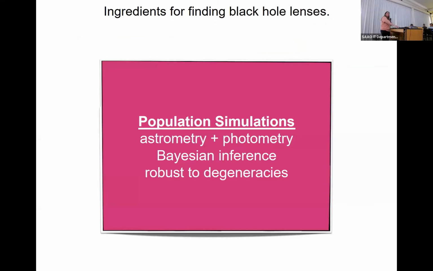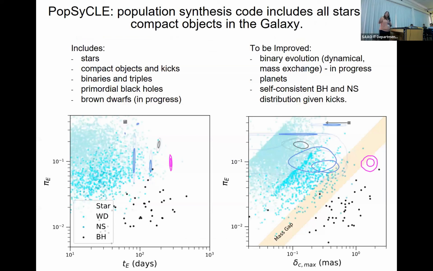Okay, lastly, I won't spend much time on this. This is population simulations. You've seen a lot of this in the talks already. I pointed most of this out. But I'll just say that Popsicle includes stars, compact objects, kicks, binaries, triples, primordial black holes. Brown dwarfs are in progress. Planets will follow right after that. So it's pretty comprehensive.